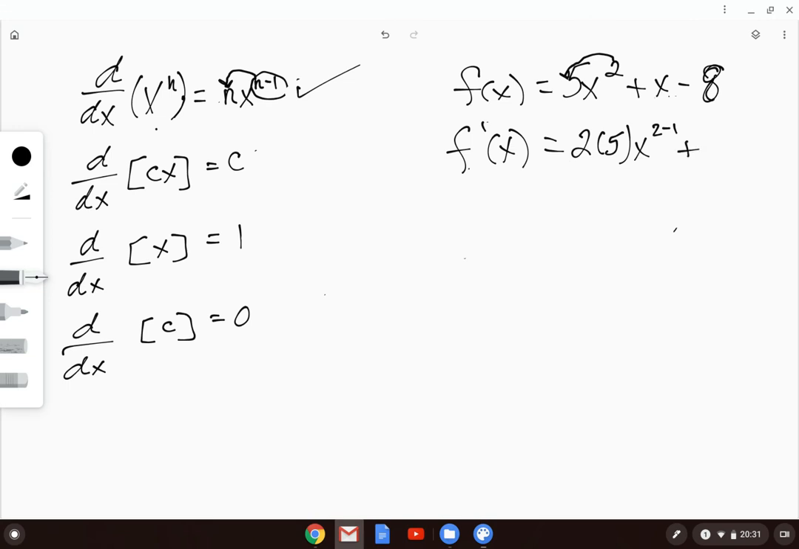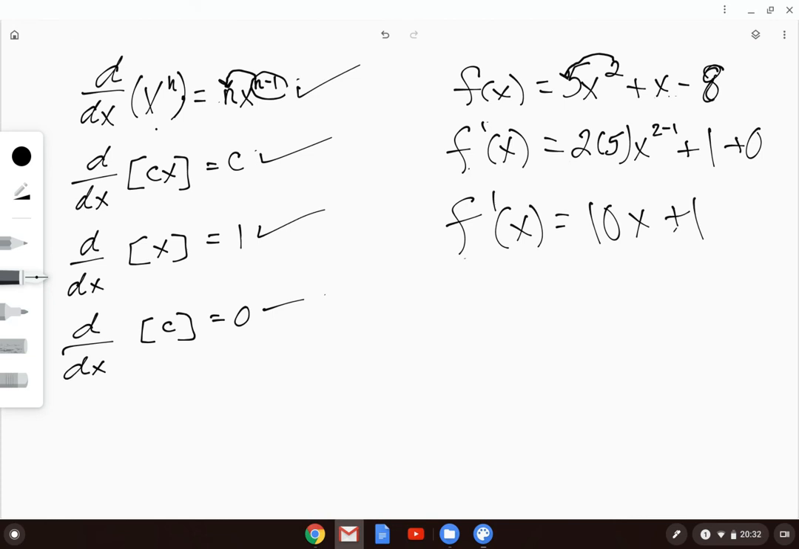Now, there is no coefficient of x this time, but x is by itself. So when x is by itself, that just becomes plus 1. And then the next rule is whenever I have a constant, it just becomes a 0. So the negative 8 becomes a 0. So this becomes 10x plus 1. Because for my exponent up here, 2 minus 1 is 1. And anything to the first power is itself.